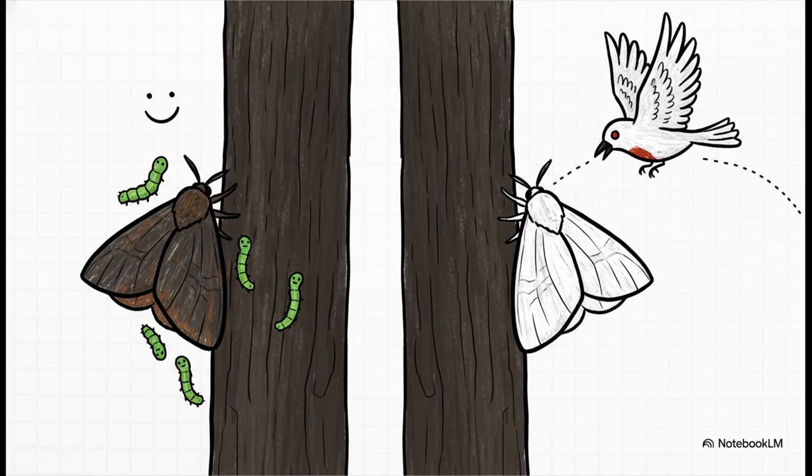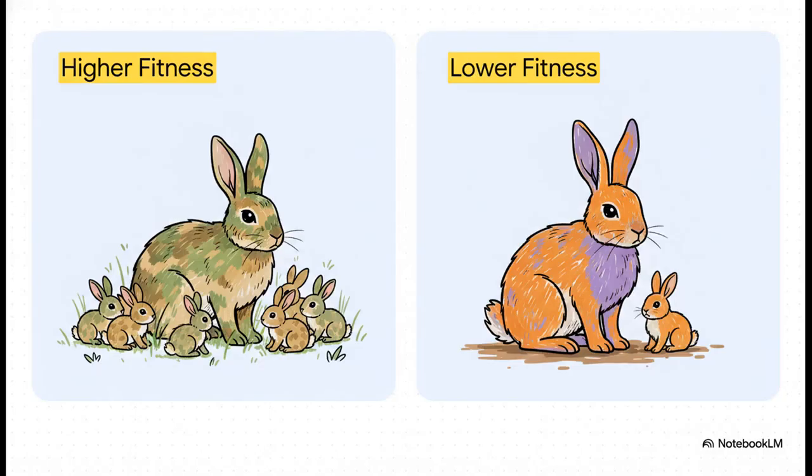Because of their specific heritable traits, some individuals are just going to be better at surviving and having kids than others. Now this is where we need to be really clear about the word fitness. When a biologist talks about fitness, they are not talking about being the fastest or the strongest. Biological fitness is all about one thing and one thing only: reproductive success. An individual with higher fitness is simply one who leaves more surviving offspring. That's it. They pass on their helpful traits to the next generation more often than others do.